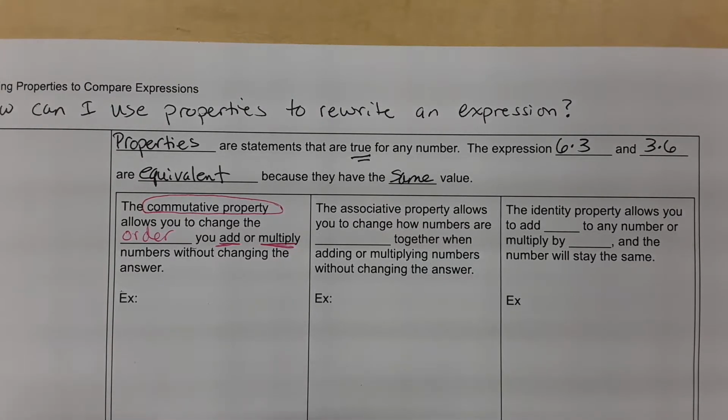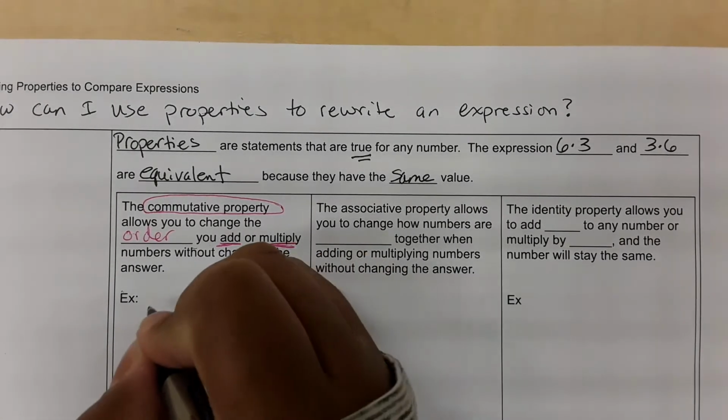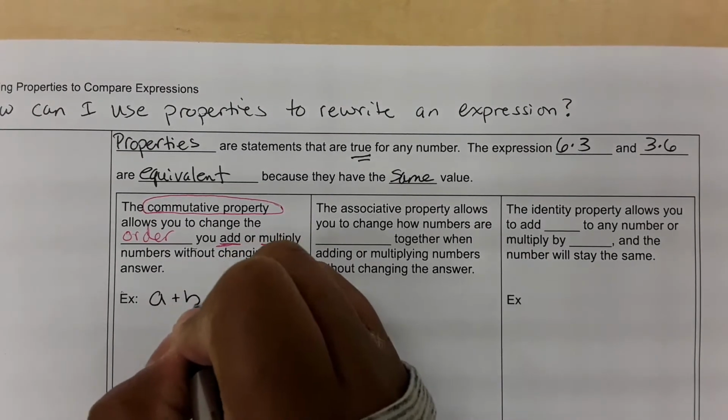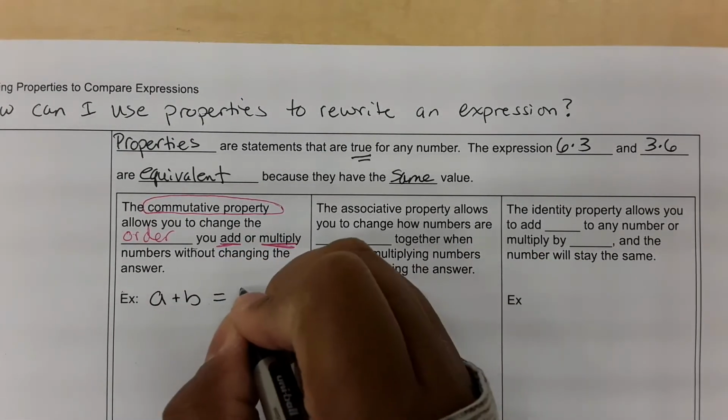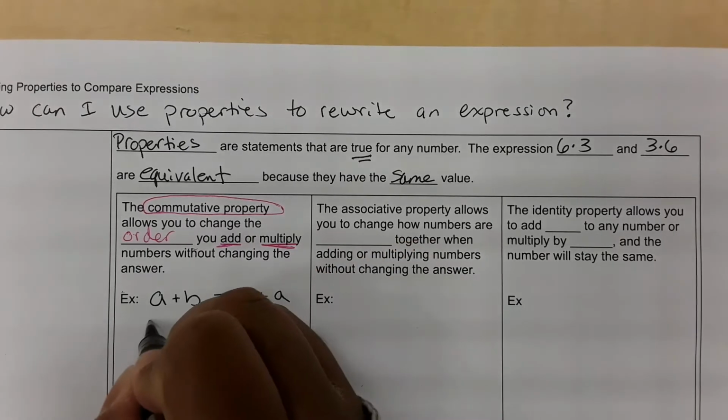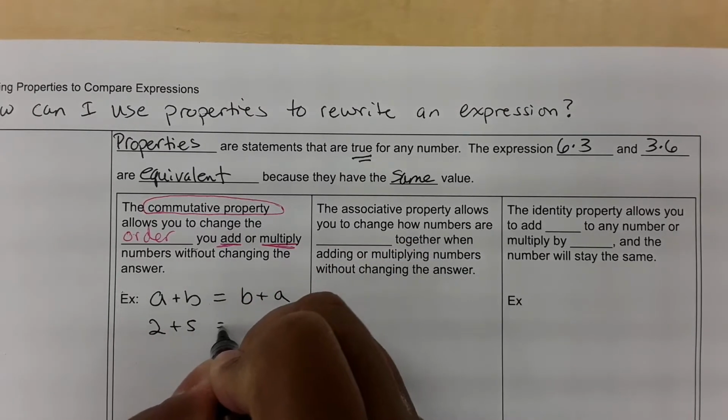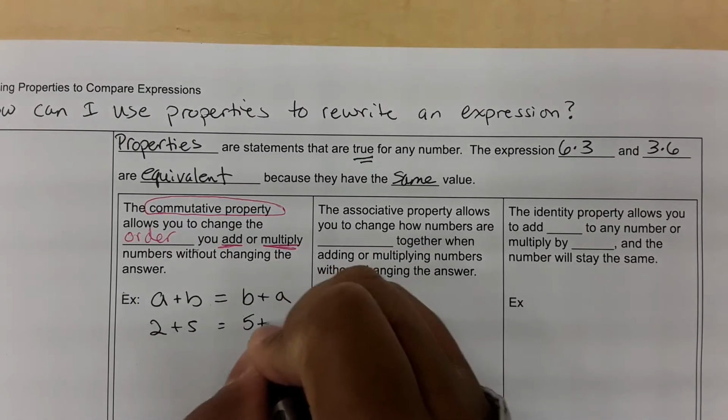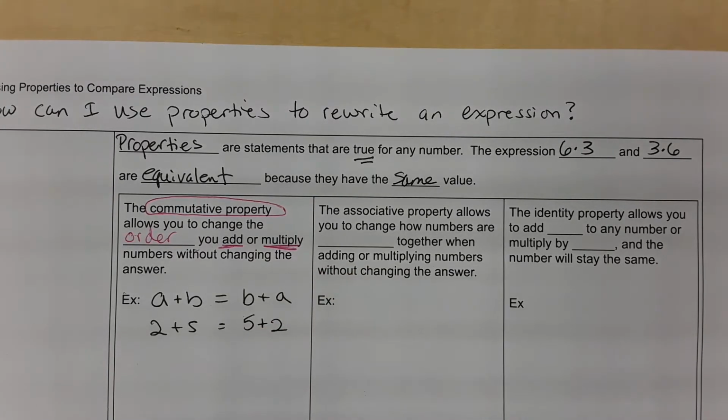If we change their order when we're subtracting or dividing, we get a different answer, which is not what we want. All right, so example would be A plus B. It's the same as if you had done B plus A. So if you had done 2 plus 5, you're going to get the same answer as if you had done 5 plus 2. That is the commutative property of addition.